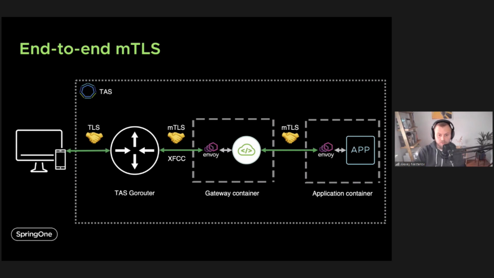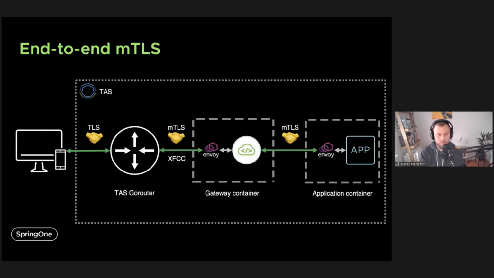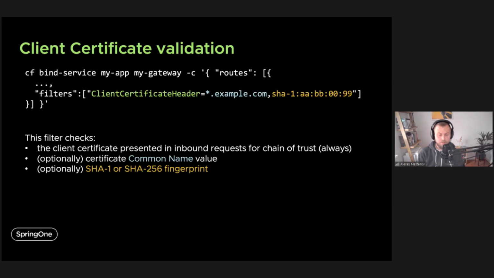So, of course, the client certificate will be validated on every step, but sometimes you need to perform extra validations. This is done using the X-Forwarded-Client-Certificate header. When the Go router receives the client certificate, it will base64 encode it and inject it into the request to the gateway, and then the gateway can perform extra validations. For example, you can check the common name and a fingerprint of the provided certificate.